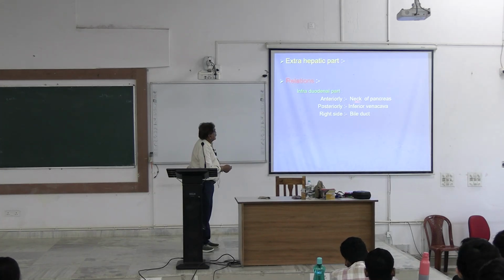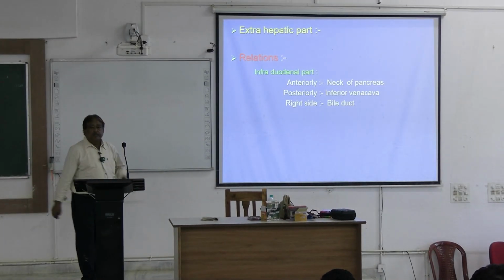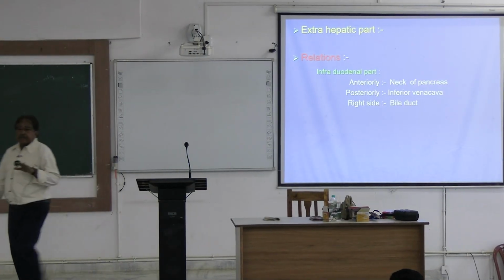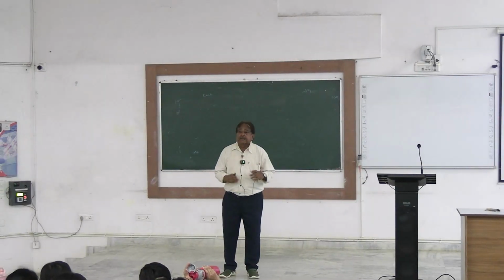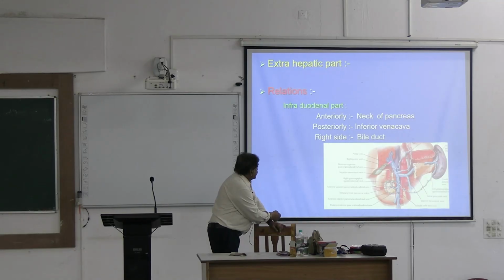Infraduodenal part, anteriorly the neck of pancreas, posteriorly the inferior vena cava, on the right side the bile duct. Whatever you see in electronic gadgets, you should see once in a lifetime in the specimen. This is the gallbladder. This is the portal vein, and this is the pancreas. This is the head of the pancreas. You see the portal vein, this is the splenic vein coming, and this is the intrahepatic part, this is the extrahepatic part.